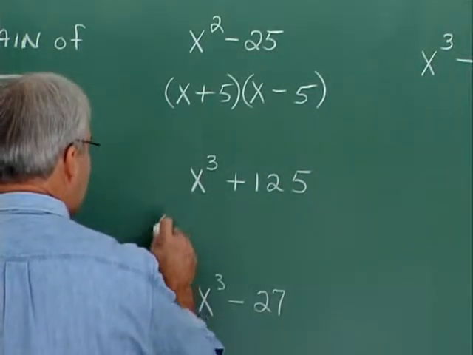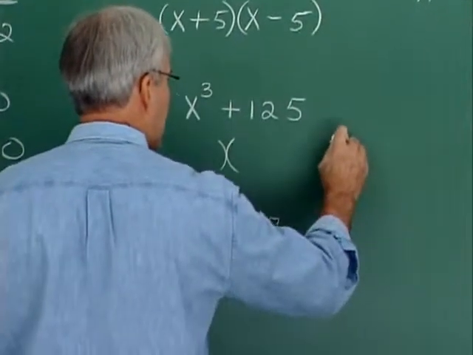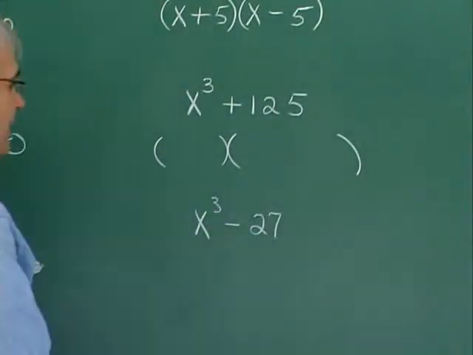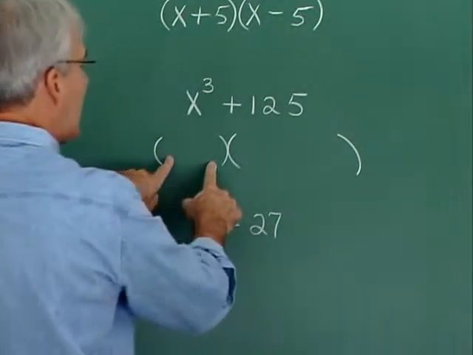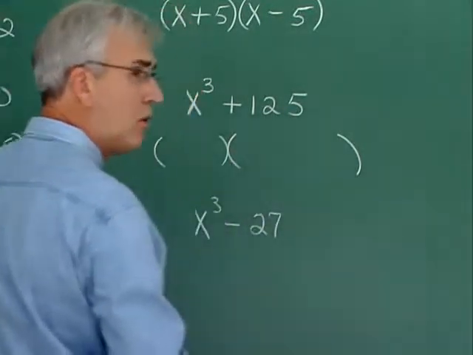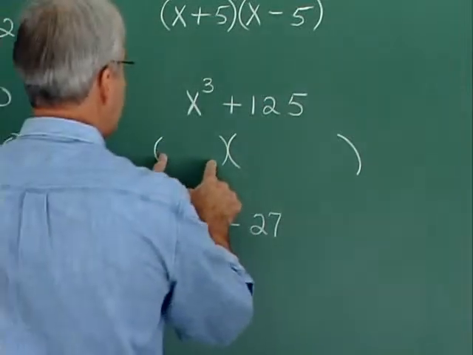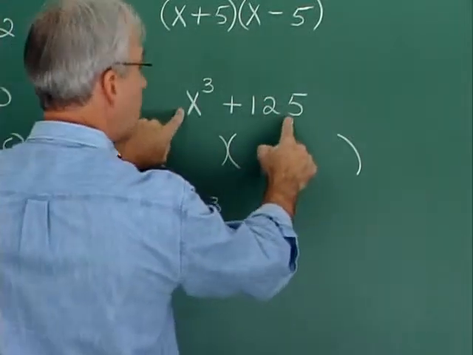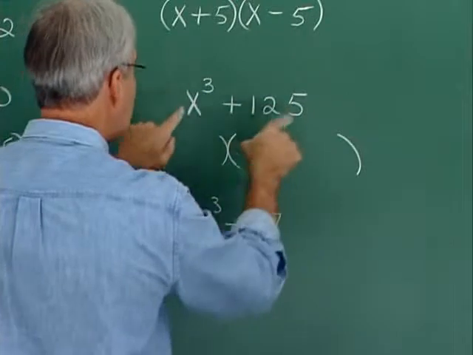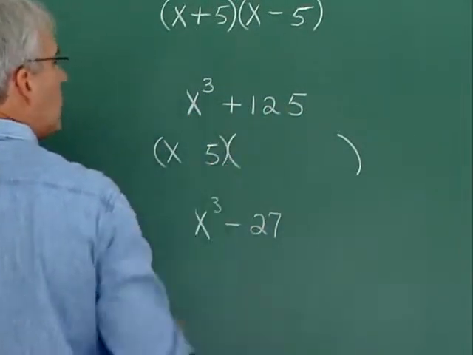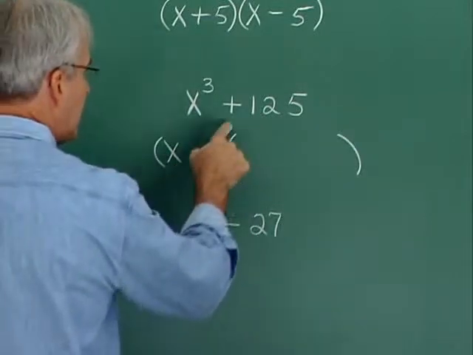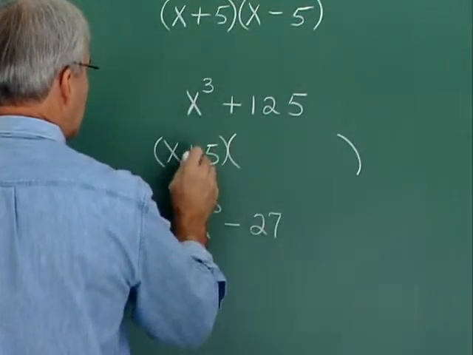That is, we factor into a binomial times a trinomial, and we set up the skeleton for that factored form first. We identify the items in the binomial and then the items in the trinomial. The binomial items are identified as simply those items which, when cubed, will give each of these. X is cubed to give x cubed, 5 is cubed to give 125, and the sign here is the same as that sign. So x plus 5.